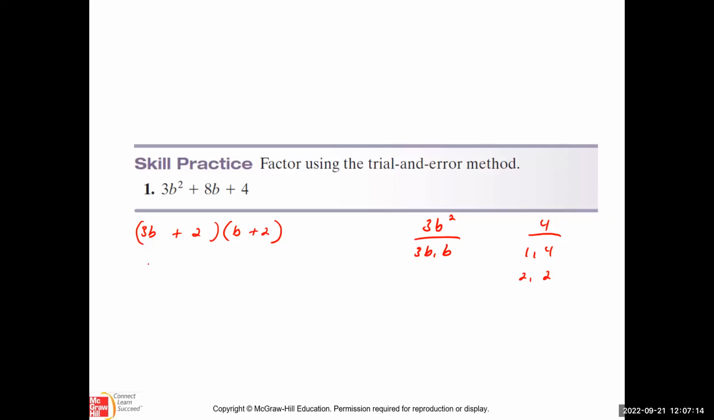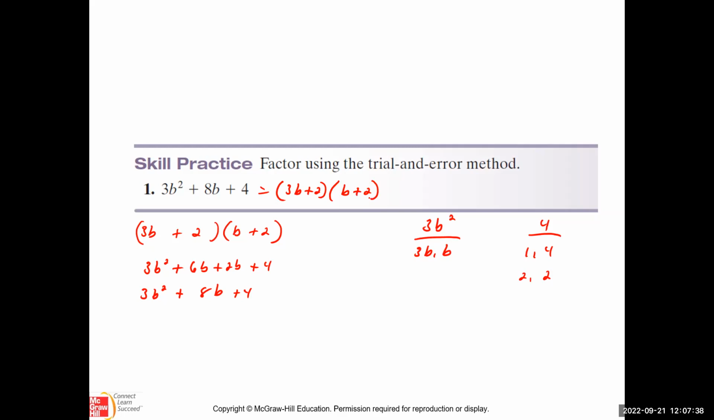So 3b and b, it's my 3b squared. 3b times 2 is going to be my 6b. 2 times b is going to be my 2b, and then 2 times 2 is 4, and that's going to be my 8b. And so therefore, this is going to be equal to 3b plus 2, and then b plus 2.